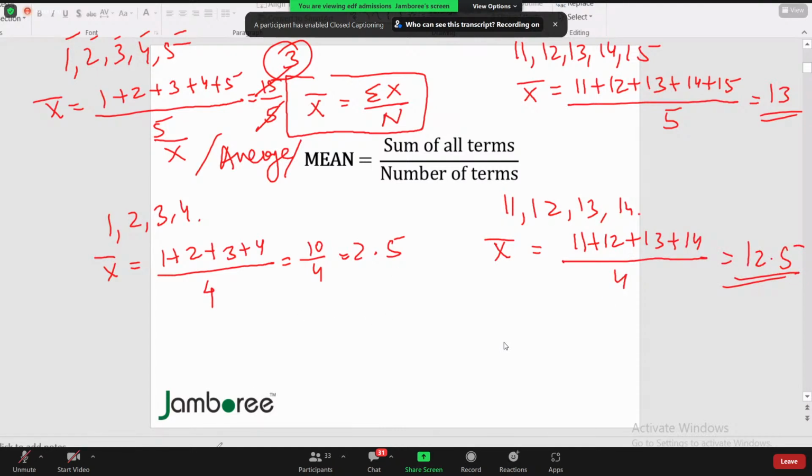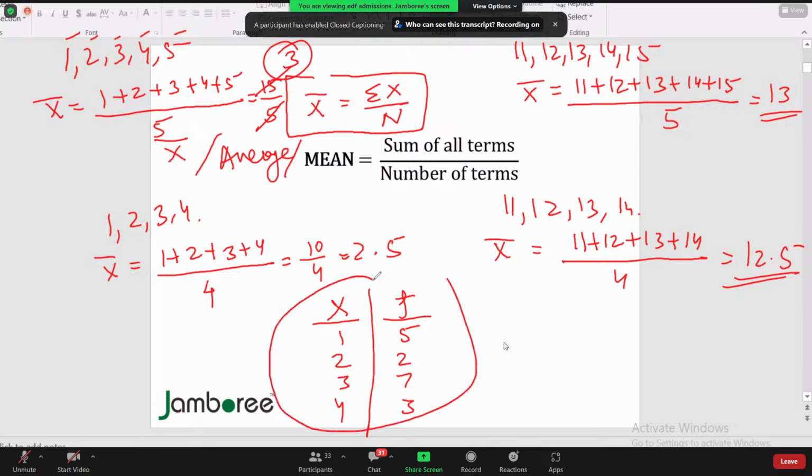This was the case for the individual series wherein terms are given. Now let's say there is given to us a series of f and x. Let's say x is given to us as 1, 2, 3, 4 and the frequency associated is given to us as 5, 2, 7, p. Then how will you calculate the mean? Before you calculate the mean, I want to tell you how exactly we read this information, which is quite important.